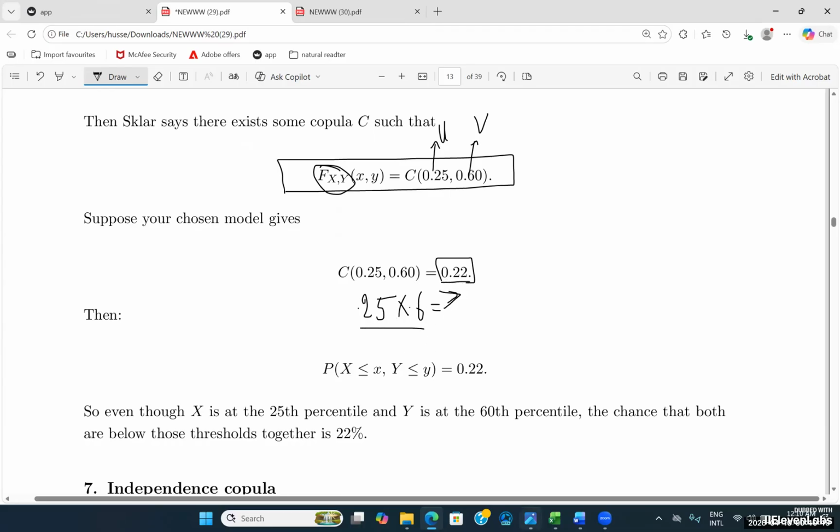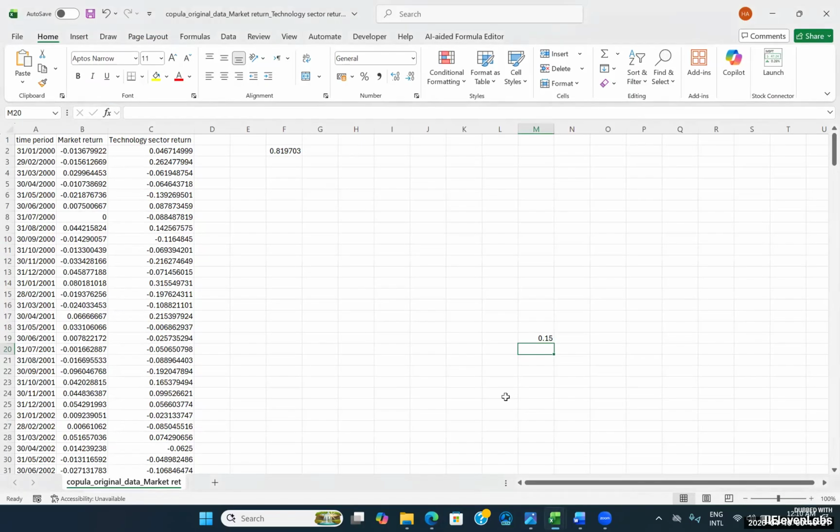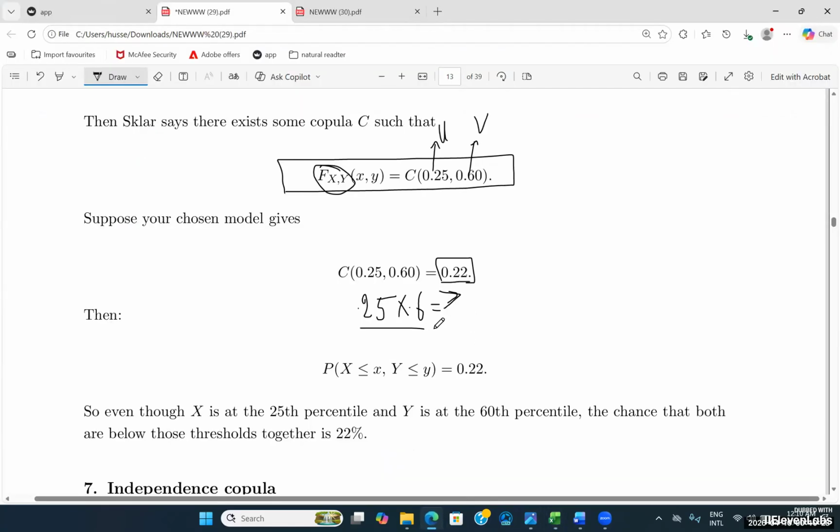You can then multiply these two values together, and that will give you exactly 0.15. So, yes, the level of dependence that we are observing in this particular case is significantly higher than the value we would obtain if there were an entirely independent relationship between x and y.